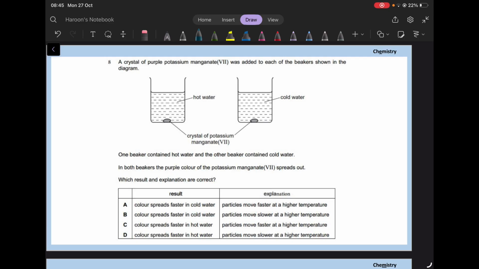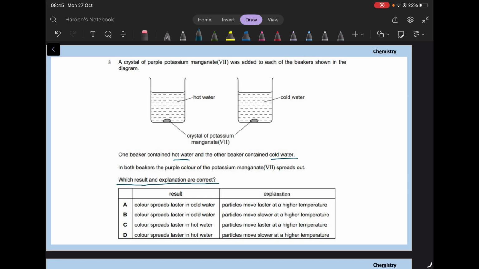A crystal of purple potassium manganate was added to each of the beakers shown in the diagram. One beaker contained hot water and the other beaker contained cold water. In both beakers, the purple color of potassium manganate spreads out, which result and explanation is correct.